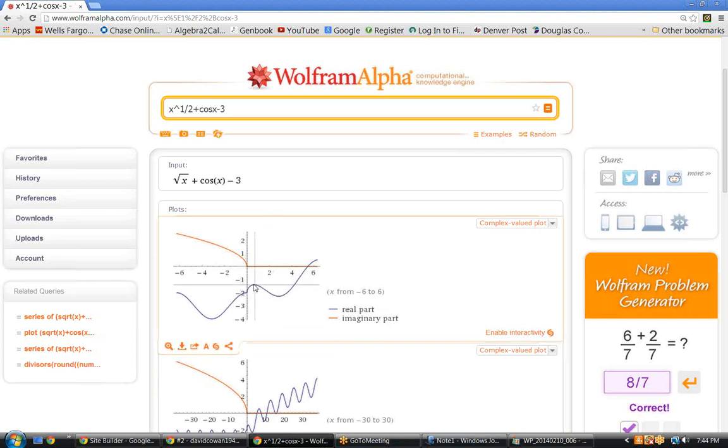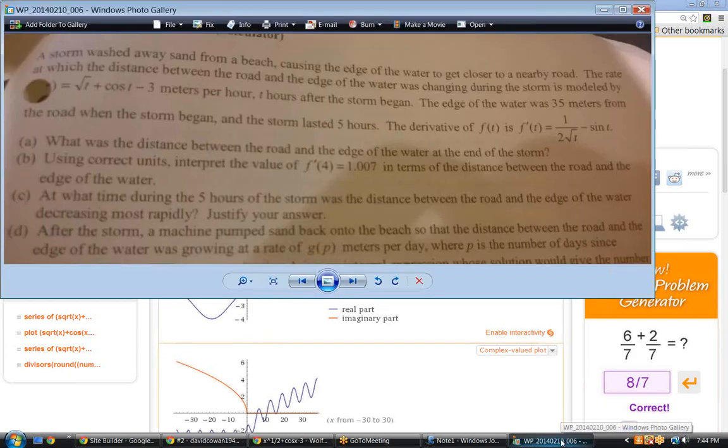In other words, this I said the answers. It says 4 hours after the storm began, the rate of change of the distance between the road and the edge of the water is increasing at the rate of 1.007 meters per hour squared. Okay. Yeah, no, that makes sense.